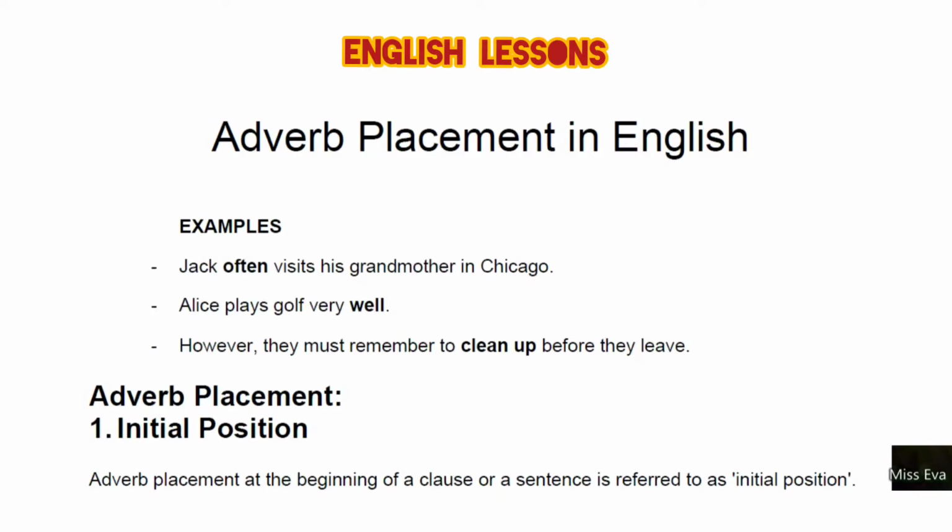In here we have: Jack often visits his grandmother in Chicago. The adverb often here tells us how often Jack visits his grandmother in Chicago. How often? Okay. The second: Alice plays golf very well. The adverb well tells us how Alice plays golf. It tells us the quality of how she plays.